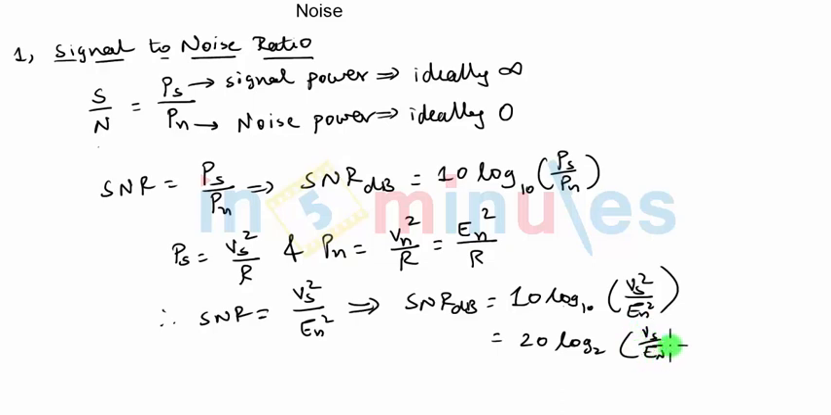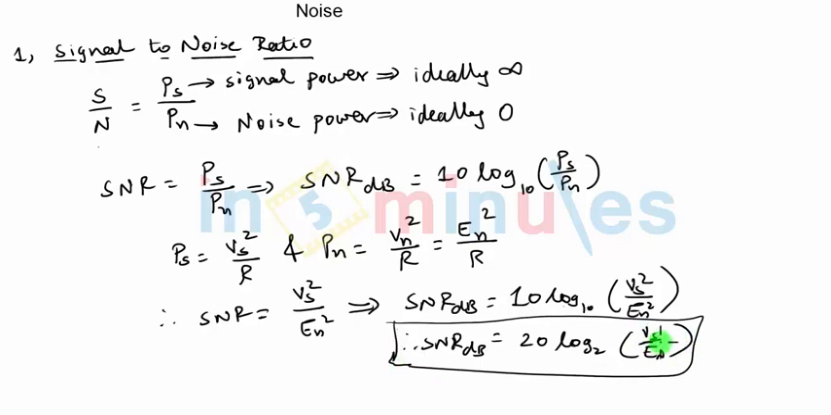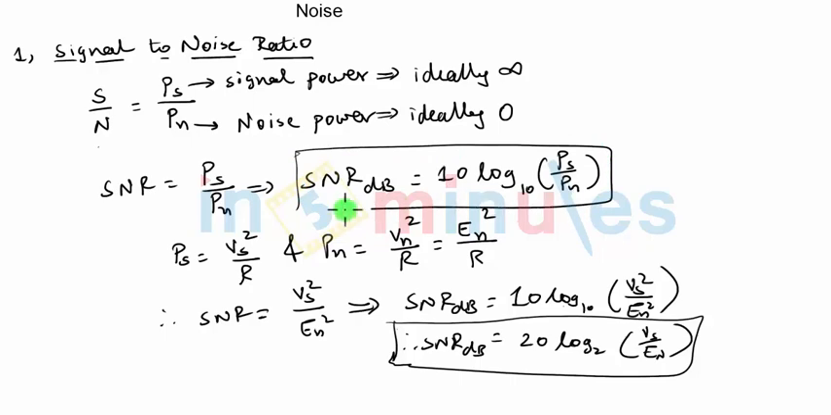So whenever we take the ratio of voltages, we have to multiply by 20, and whenever we take the ratio of power, we have to multiply by 10 to get the dB value. So SNR in dB can finally be expressed either using this expression, or, since we never find the voltage values and always directly obtain the power value, we express the SNR using power. So this is the most famous expression that we use for SNR in dB.